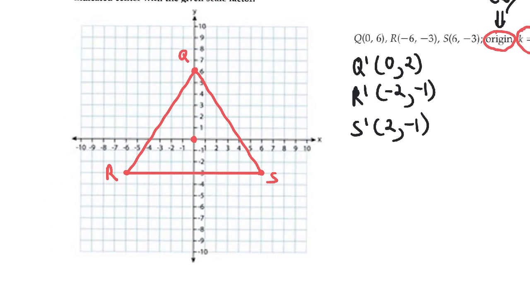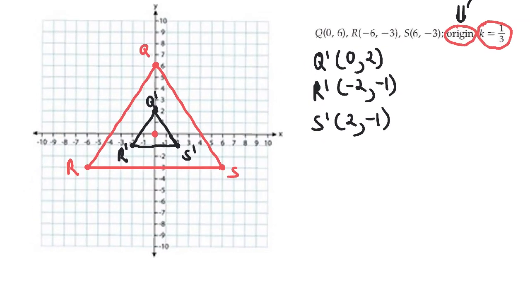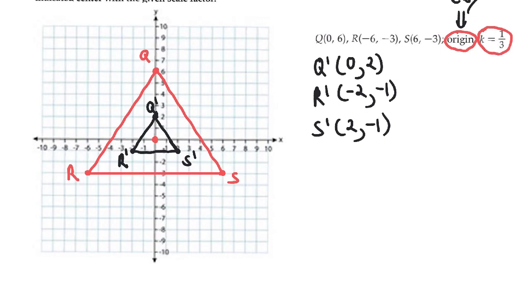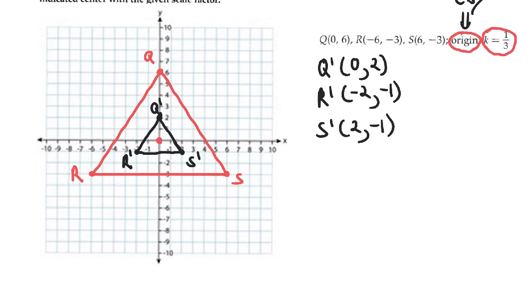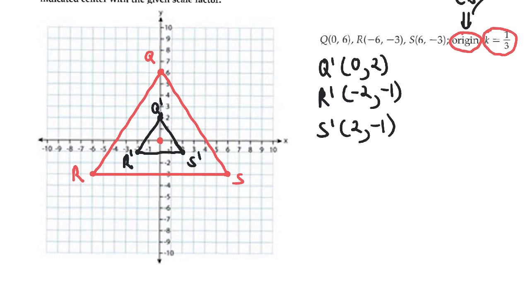So we go over to 0, 2, -2, -1, and 2, -1. I'm just going to freehand this one. All right, and we have Q prime, R prime, S prime. What are some observations we can make? All right, if we start with QRS, Q prime, R prime, S prime is smaller. We had a reduction in size.